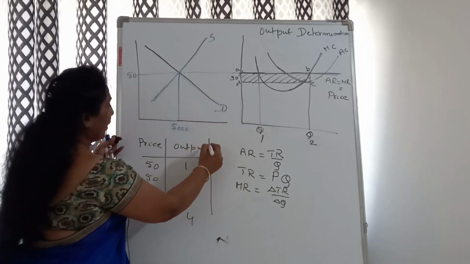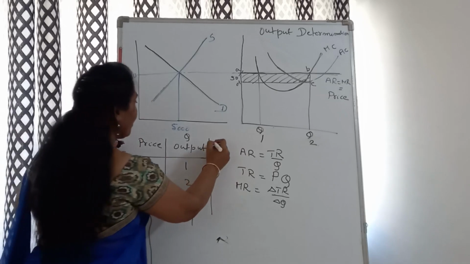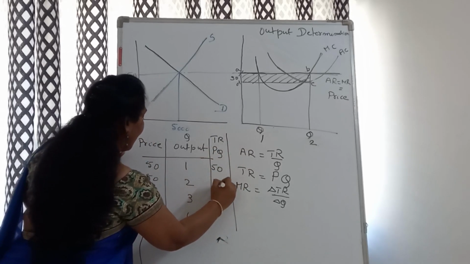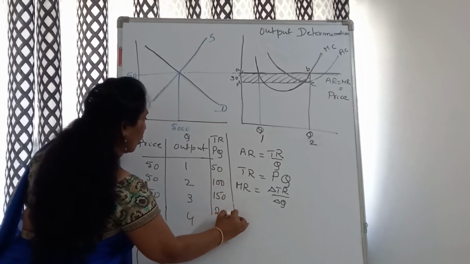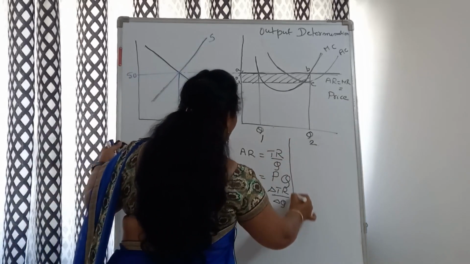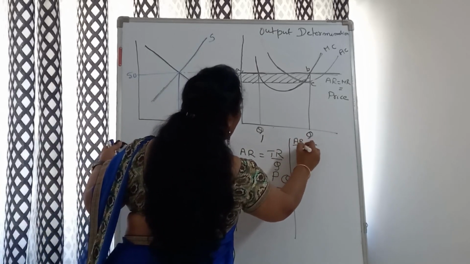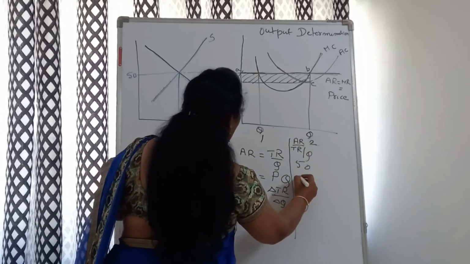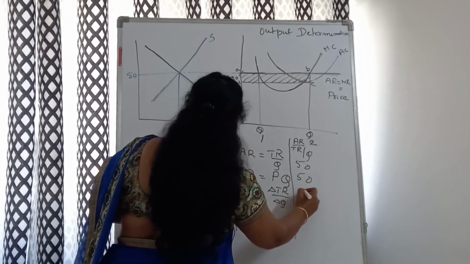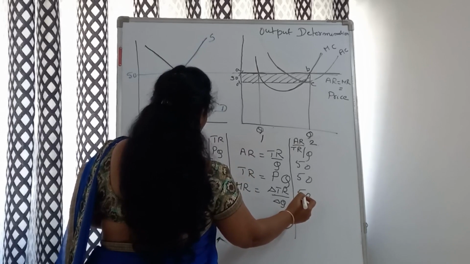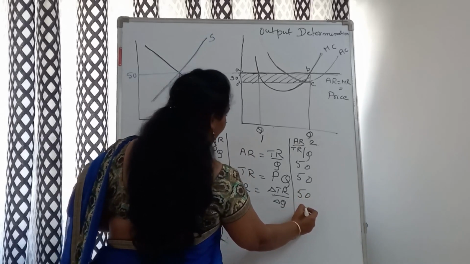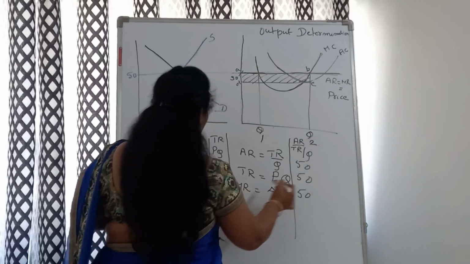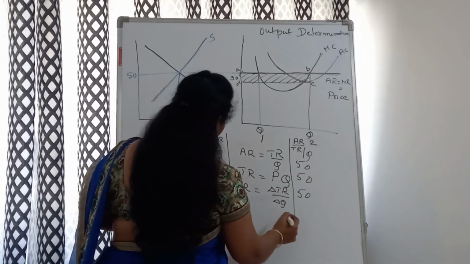So this is AR, output Q, and total revenue is P into Q. How much will it be? 50, 100, 150, 200 total revenue. Then what is average revenue? When you calculate average revenue, it is nothing but total revenue divided by quantity. You get 50 divided by 1, 50; 100 divided by 2, 50; 150 divided by 3, 50; then 200 divided by 4, 50. This is TR by Q.